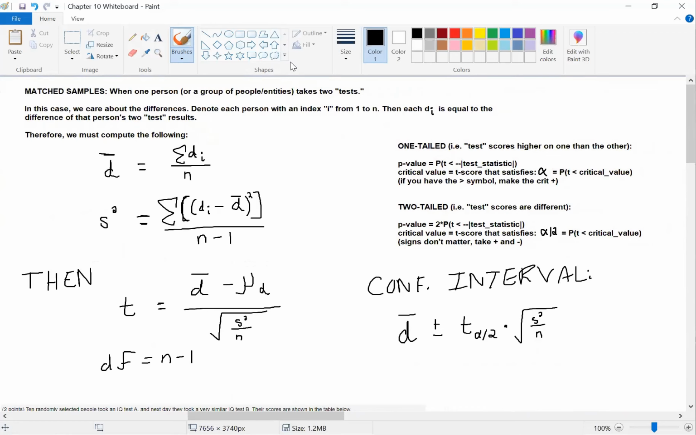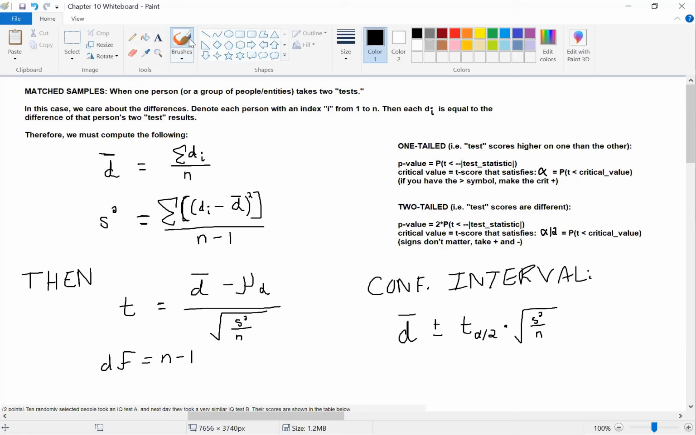Now, what matters here is the difference between their 2 results. So it says denote each, it could be person, it could be the group or the entity, doesn't matter. We go from 1 to n. You might say, why don't we go from 0 to n? Because then you have n minus 1 people. We can keep it easy and stick with n. Then each difference, we have n differences. And these differences is literally the difference between their 2 results.